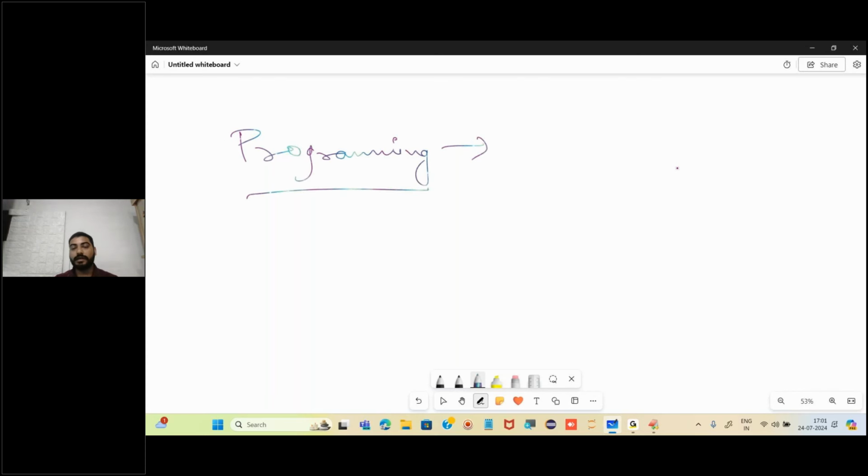What language? Programming. To make our system understand our thing, we have to learn what? Programming language. So it is a type of end to end communication. End to end communication means if I am typing any program here, that means internally it has been converted into binary language, or we can also call it as low level language.